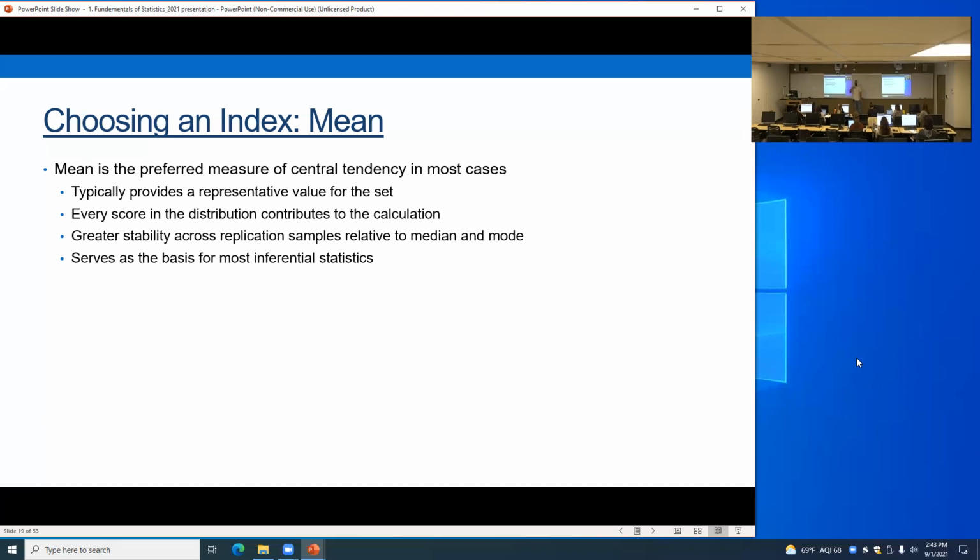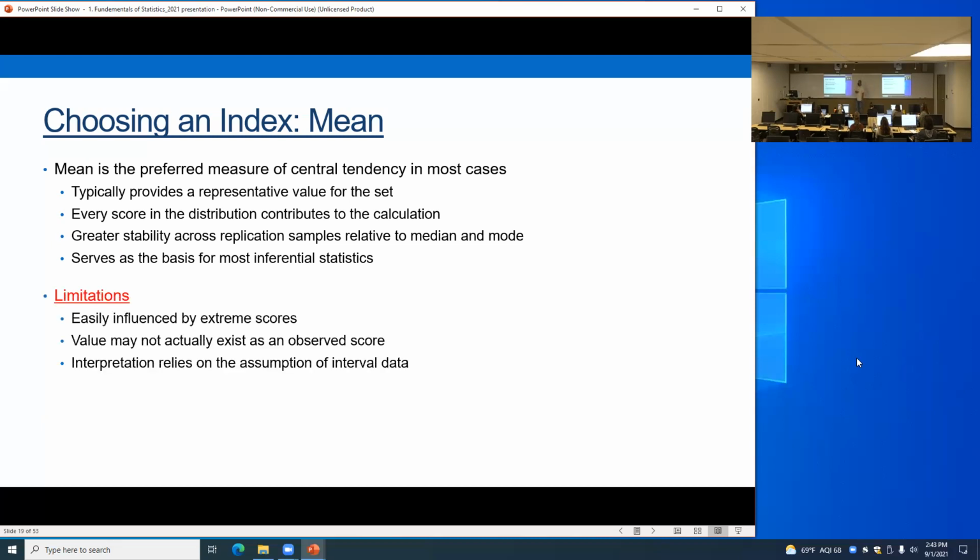T-tests, ANOVAs, regression. You'll hear these all referred to as mean-based statistics because the derivation of all of our stuff is based on that mean value. Okay. But some limitations, right?